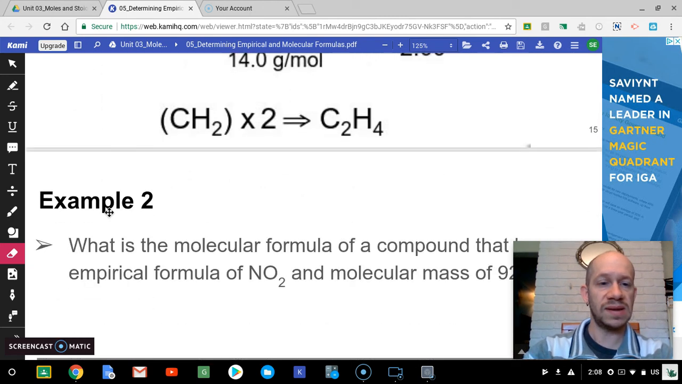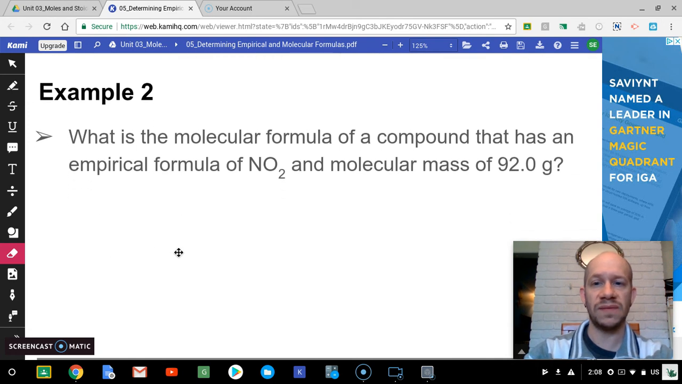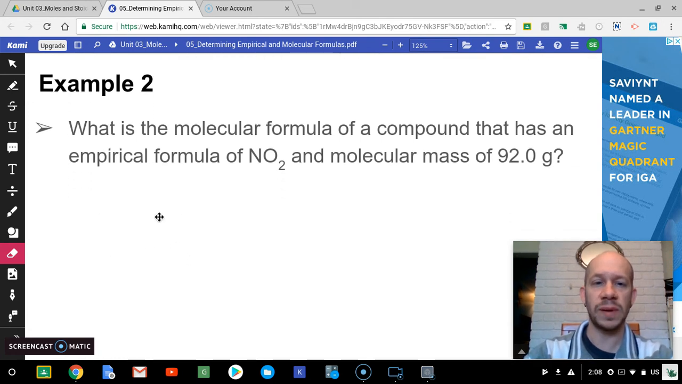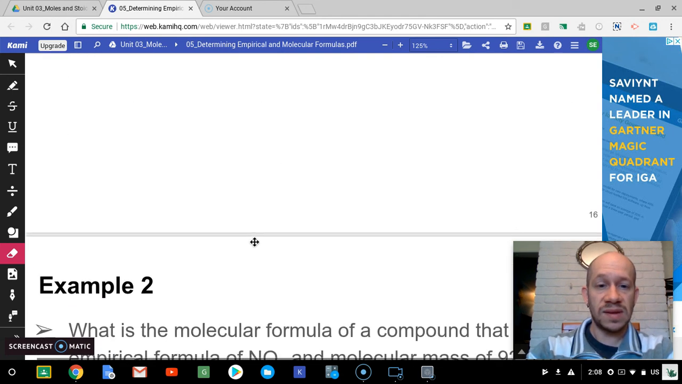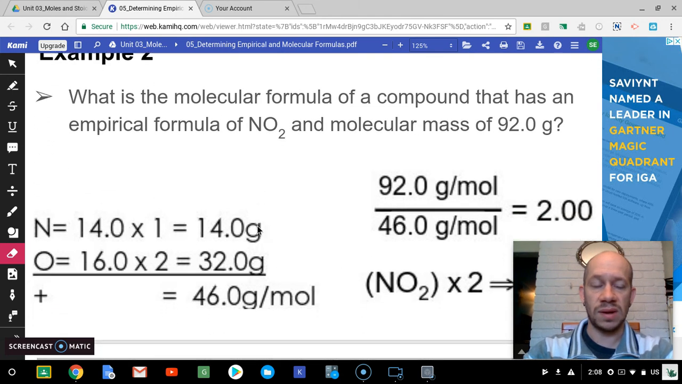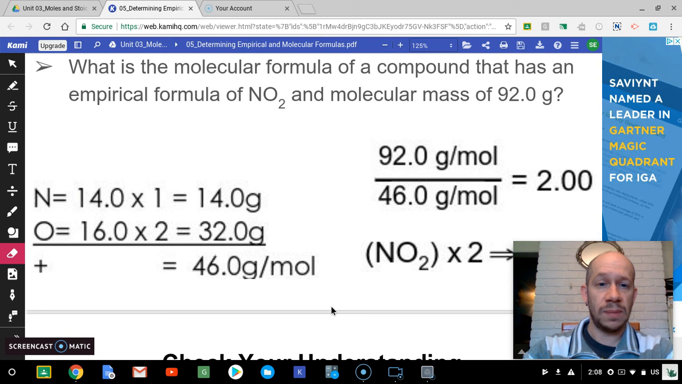All right. Example 2. What is the molecular formula of a compound that has an empirical formula of NO2? Following our steps, I'm going to first calculate the gram formula mass of NO2. Then I'm going to take the mass given and divide it by that mass. That will get me a whole number multiple that I will multiply each subscript by. So this is the math to show that. My drawing's not working, so I'll do it this way.